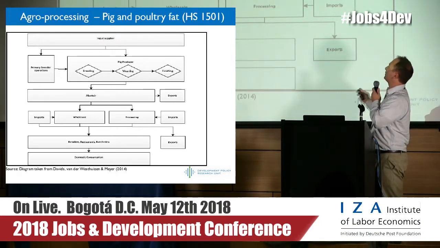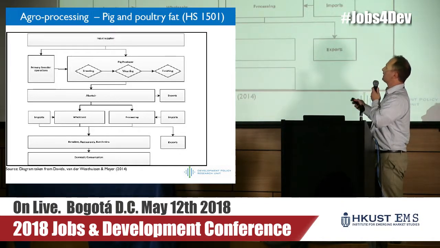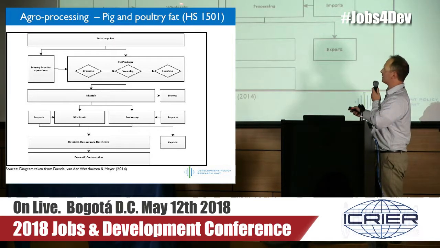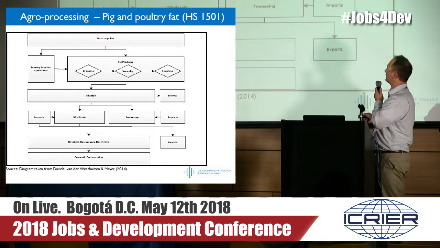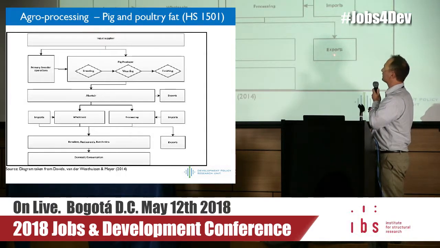So you have the breeding, weaning, and finishing of your pigs, and then that goes to the abattoir, and you can have some fresh meat exports, or the fresh meat goes into wholesale, then into retailers, or it goes into the processing industry, which can either go into local or international markets.